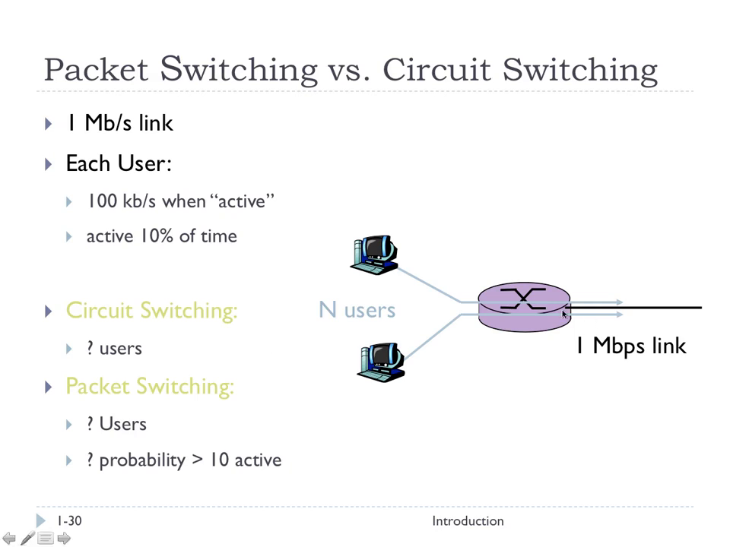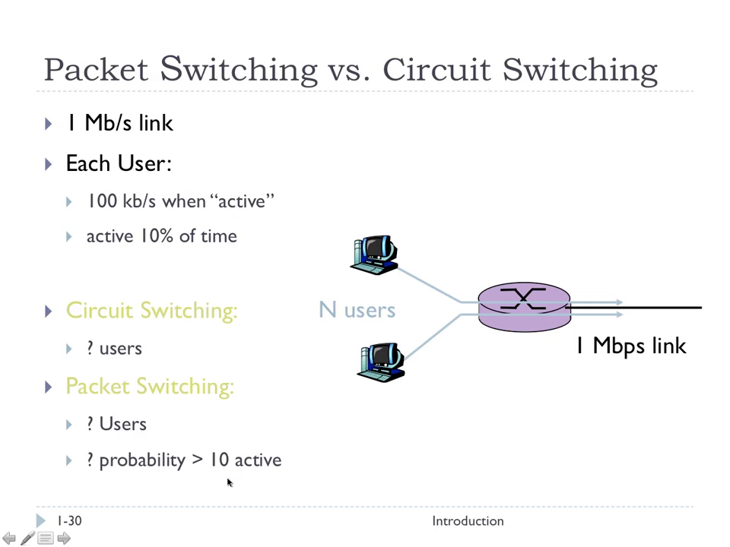Right. So you divided 1 megabit by 100 kilobits, and that means 10. The 10% of the time that they're active doesn't matter. You're guaranteed, if you're a user in this system, to get your full amount if you need it. If you don't need it, then it's just wasted. So the circuit switched approach would support 10 users.